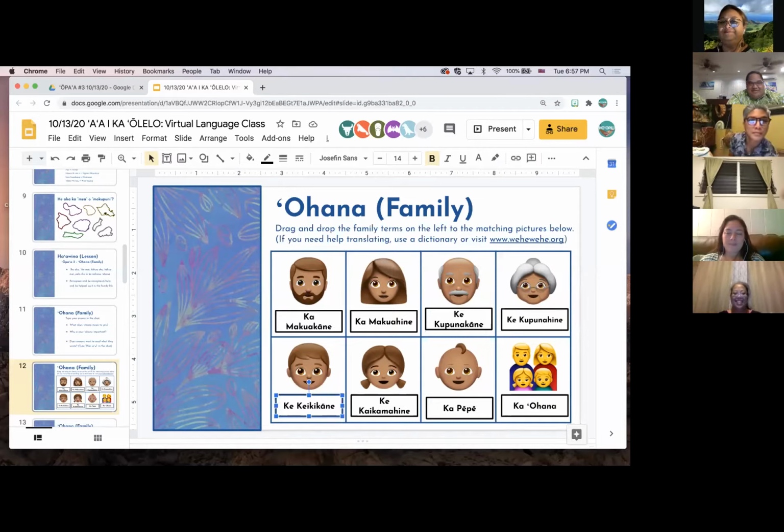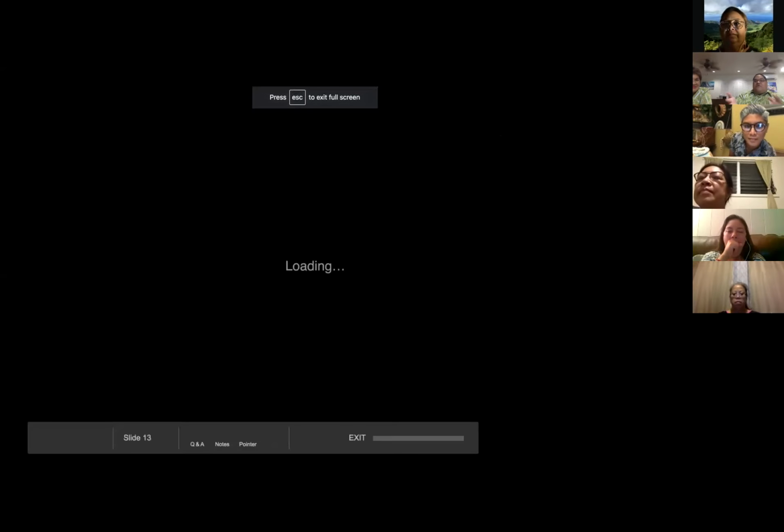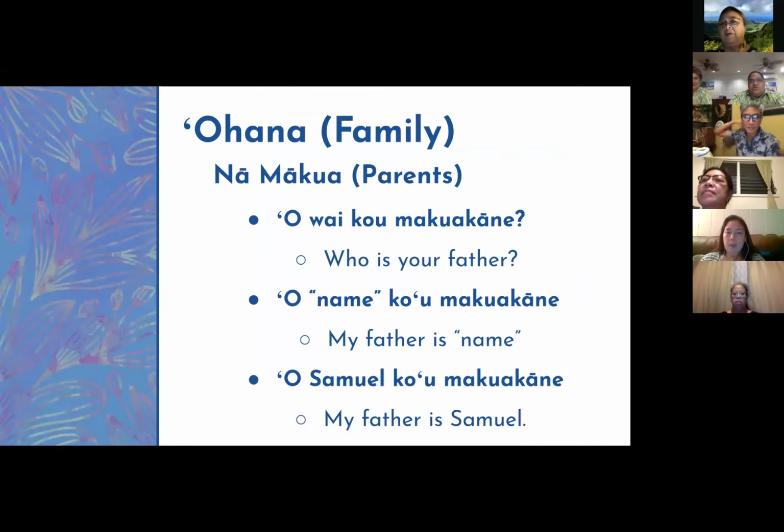Okay, so moving on to our next slide, and I'll open it back. Okay, so our first question, talking about namakua, ʻŌpaʻa, namakua. So that's parents. Our first question: ʻOwai ko makua kane. ʻOwai meaning who, ko is your, makua kane is father. So ʻowai ko makua kane, who is your father?